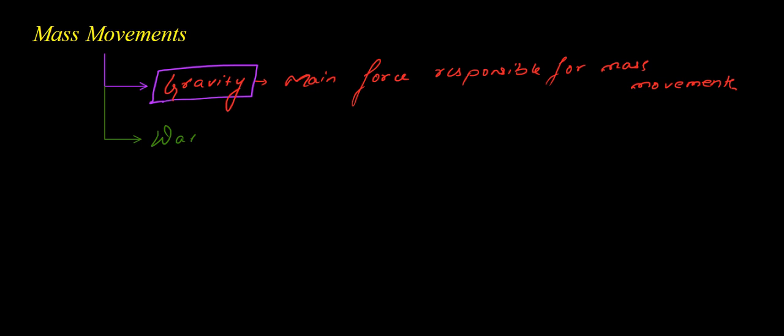The second most important reason due to which mass movements take place is water. Water does not directly play any role, but it has a very vital role. And how does water help in these mass movements? We have quite a long list of reasons why water helps. Let us discuss a few of them here.